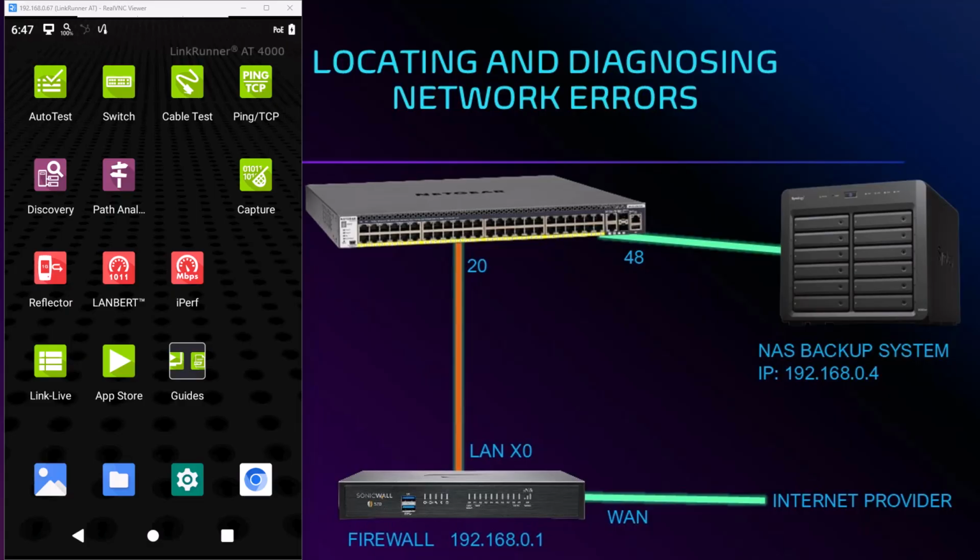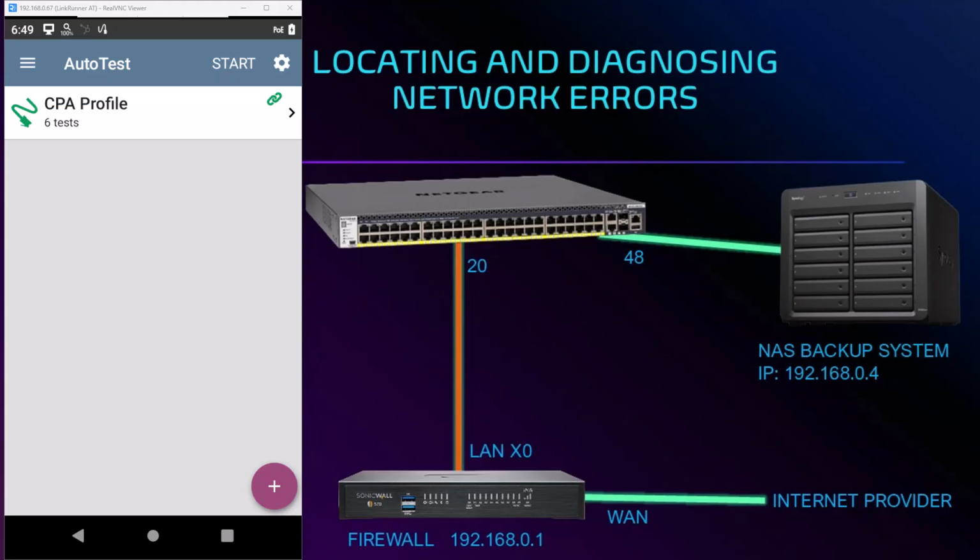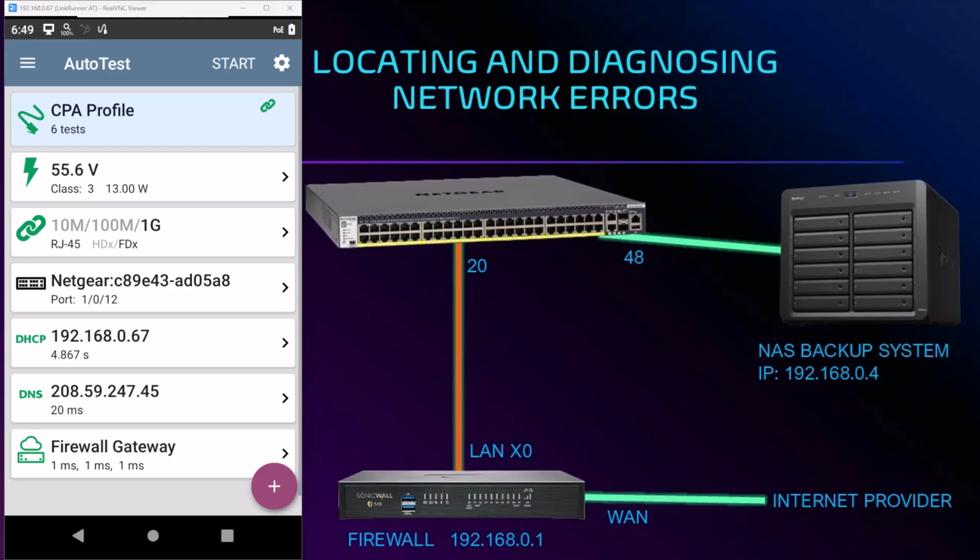We can now move on to auto test and obtain some response times of the network. We can do so by tapping on the auto test button. Here we have a CPA profile that was created earlier to test for certain criteria. Tapping on it will initiate a series of tests. Notice here we are connected at a gigabit link speed, denoted here in bold. We can also see here our DHCP response time took 4.8 seconds, our DNS response time was 20 milliseconds, and our firewall response time is at 1 millisecond.